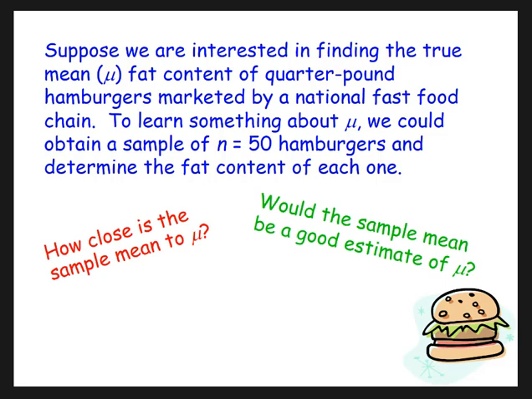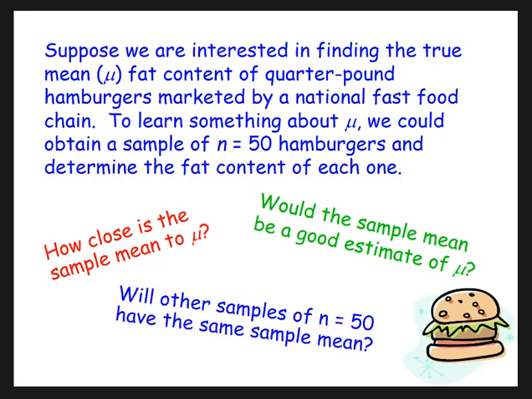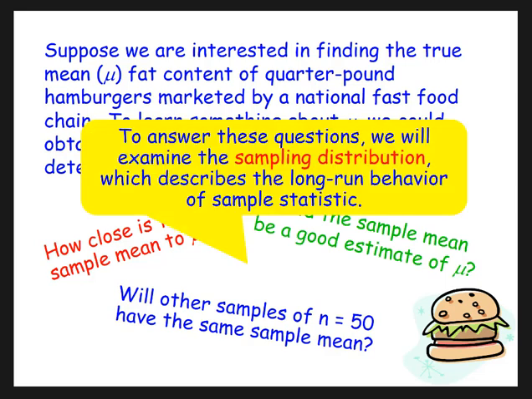How close is that sample mean to the actual population mean? Well, that's the point of doing these sampling distributions. Chances are it's going to be close, but how close is close? So how do we quantify being close? Well, do other samples of n equals 50 have the same sample mean? No, they're all going to be slightly different. There will be variation. The question here is how much will they vary? So the answer to these questions is found by examining the sampling distribution.